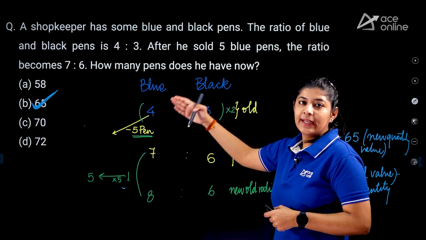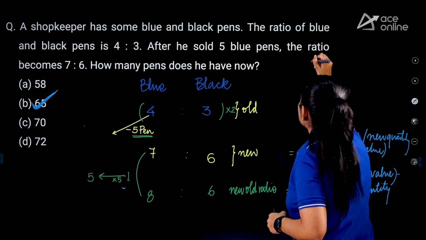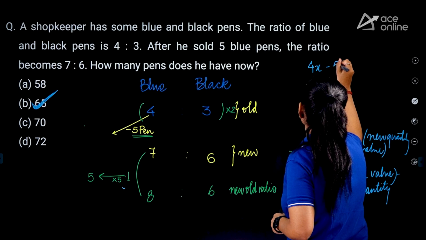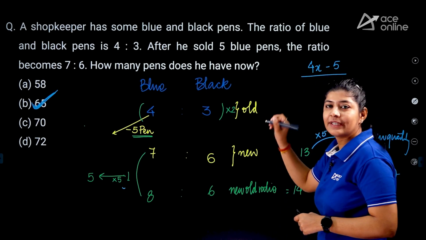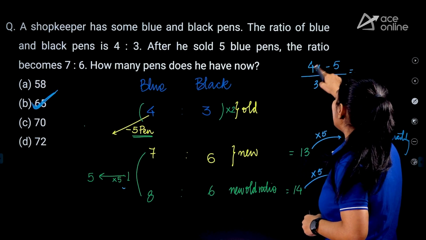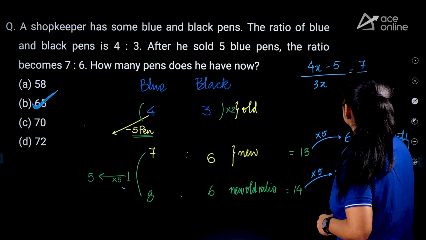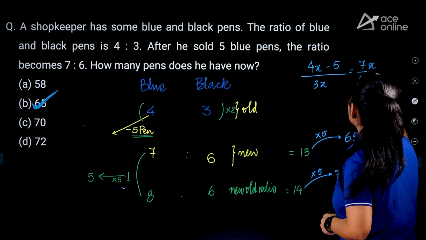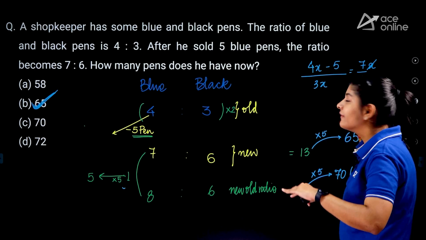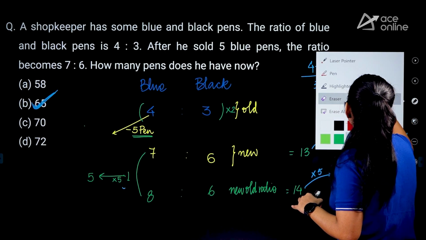If you want to deal with the ratio, then you need to convert the number of blue pens first, like that: 4x minus 5, right? And you can also write it as initially you are having 3x black pens. Now after doing such a thing, it will become 7 by 6. Again you are writing x and x over here, but you know that this x and this x are some other variable. Do not write x over here, just simply write y.